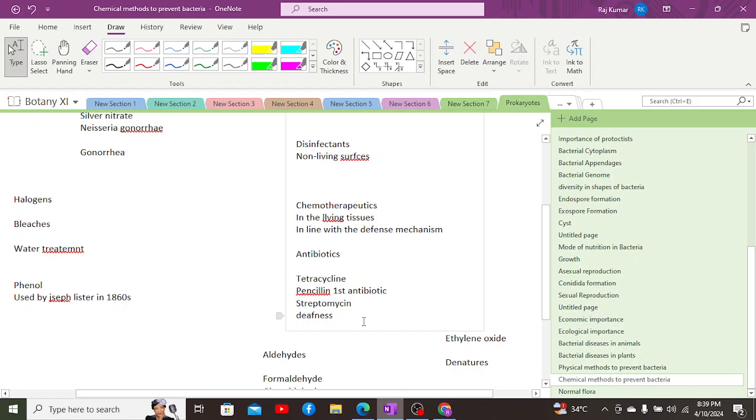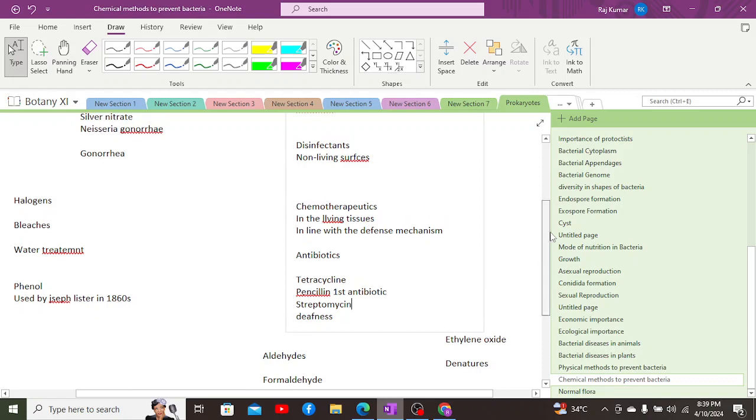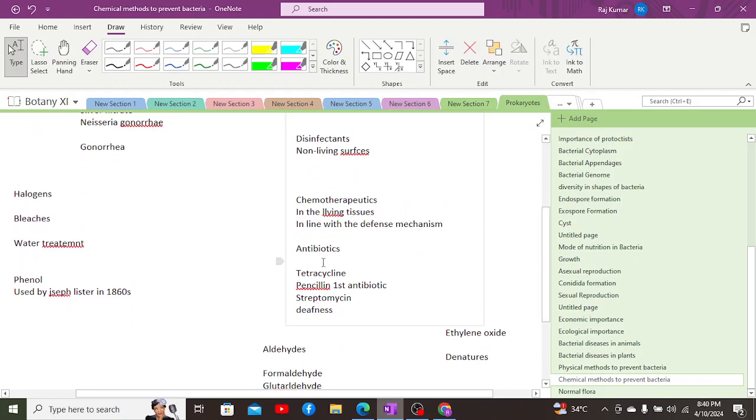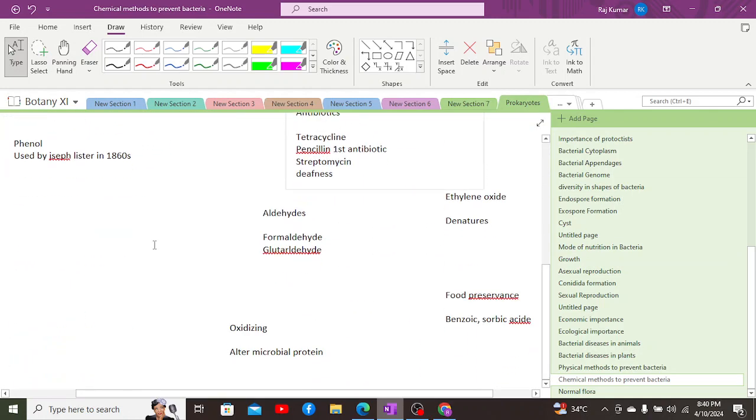So all these antibiotics are obtained through genetic engineering from living bodies, such as penicillin obtained from Penicillium notatum, streptomycin obtained from Streptomyces, and amoxicillin obtained from E. coli. So these are the antibiotics which are obtained. So this is all about this video.